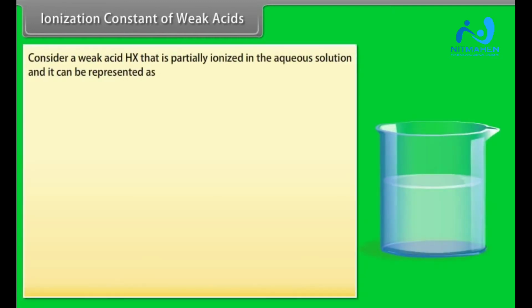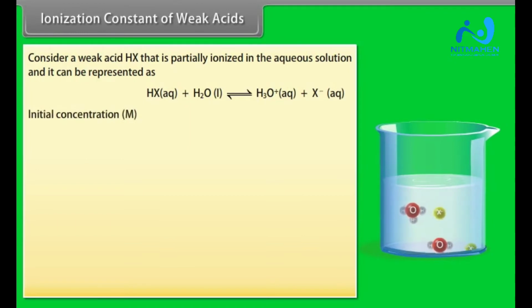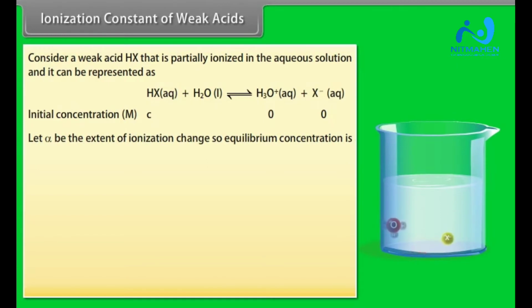Ionization constants of weak acids. Consider a weak acid HX that is partially ionized in aqueous solution. Let the initial concentration of HX be C. Let alpha be the extent of ionization, so the equilibrium concentration of HX is C minus C alpha. The H3O plus equilibrium concentration is C alpha, and the X minus equilibrium concentration is C alpha.